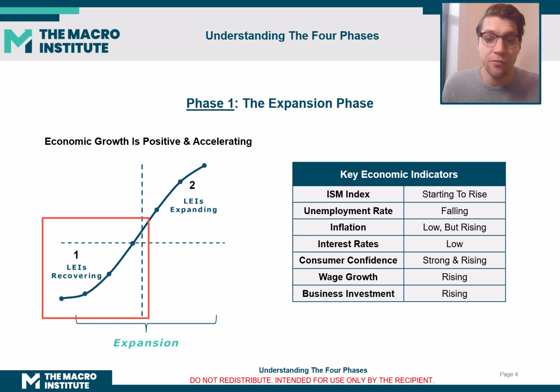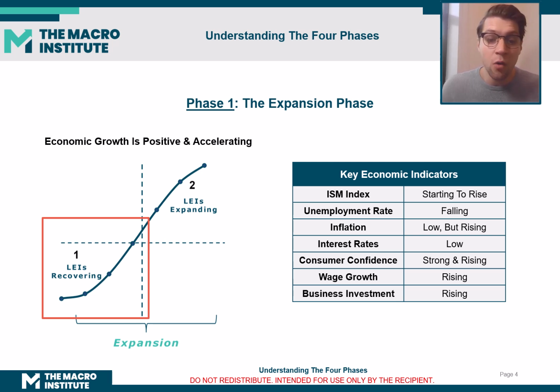So we start with phase 1, the expansion phase. That is when economic growth is positive and generally accelerating. So you have the ISM starting to rise. The unemployment rate starts to fall. So it was at a high point, presumably, during the trough, and again, we'll get to the trough. And now it's starting to fall.